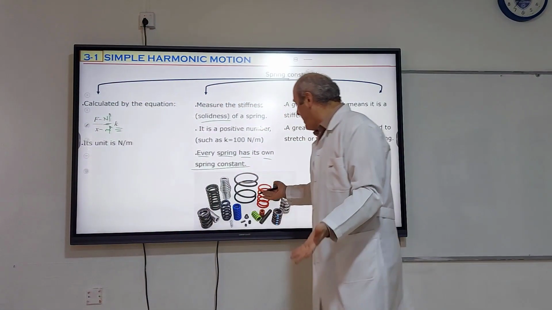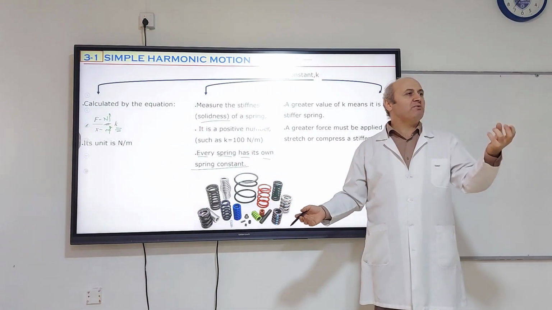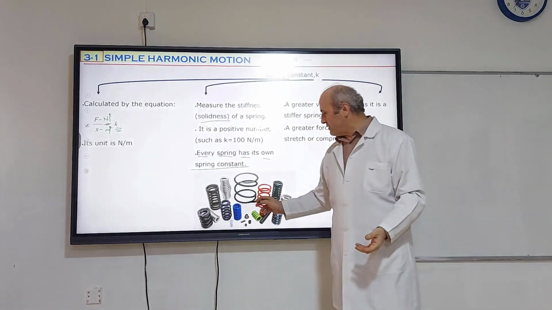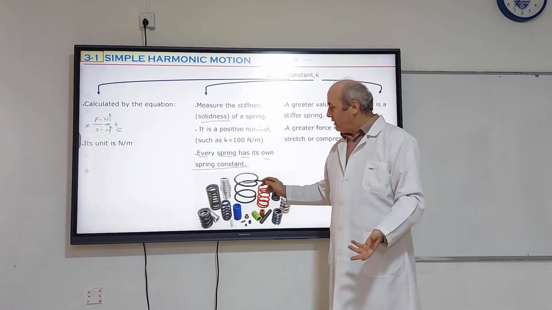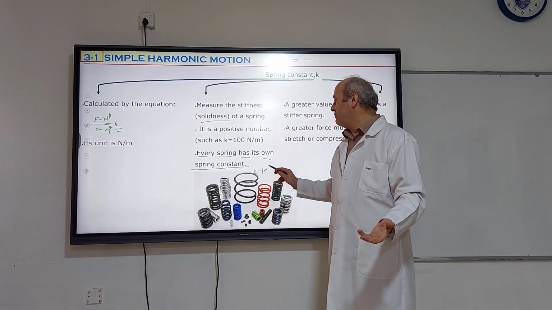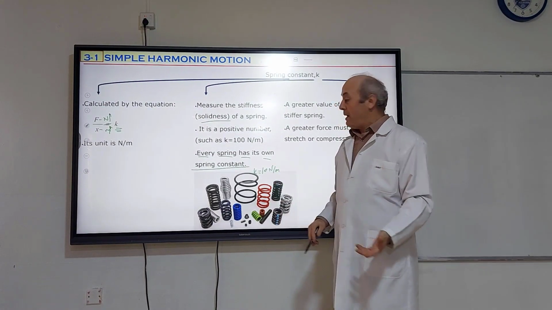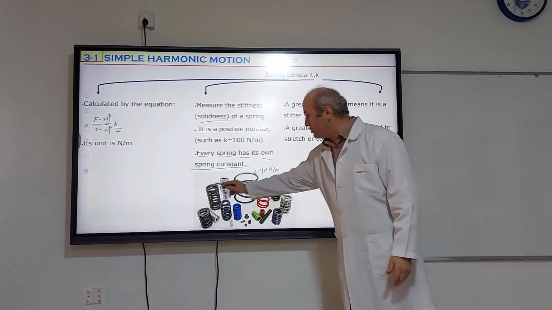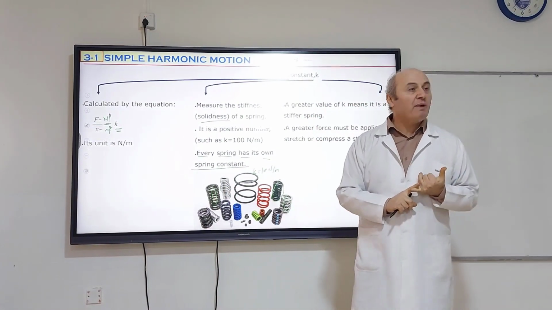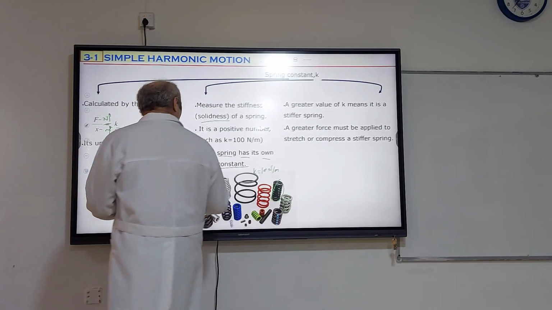For example, in this picture, you see some springs seem to be soft, some seem to be tough. This one seems to be soft. Most probably its spring constant is going to be a small number, like, to give a random number, 10 newtons per meter. But those springs seem to be hard springs, so their spring constant is going to be a big number, for example, 100.